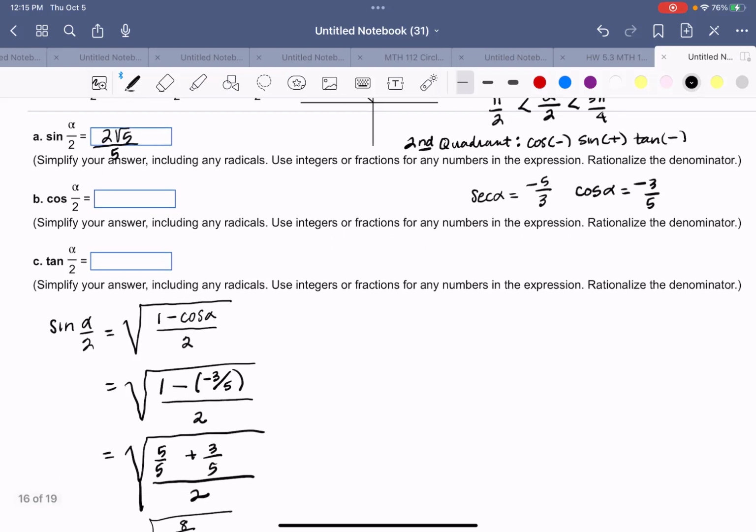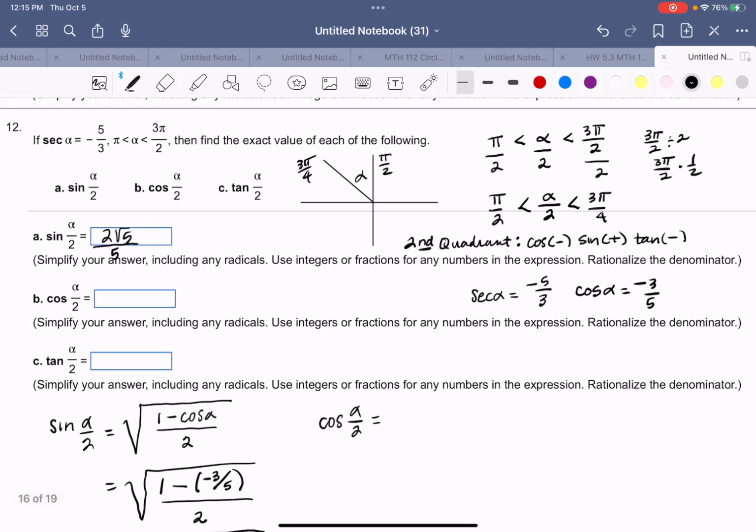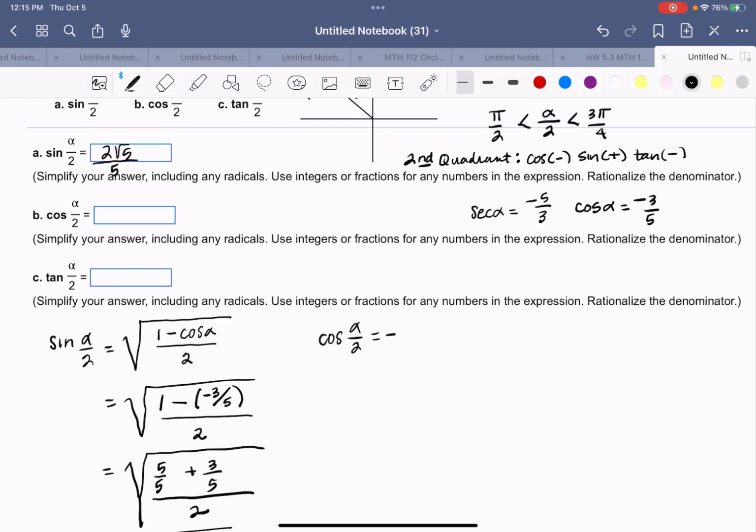Now the formula for cosine of alpha over 2. And remember, this time our cosine is going to be negative. So we're going to use the negative of the square root of 1 plus the cosine of alpha, over 2. So that's going to be negative square root of 1 plus, and we know that's negative 3/5. That's the cosine of alpha. We already figured that out. And that 2 is in that square root.